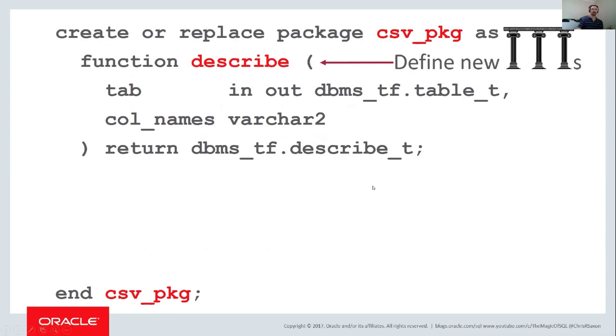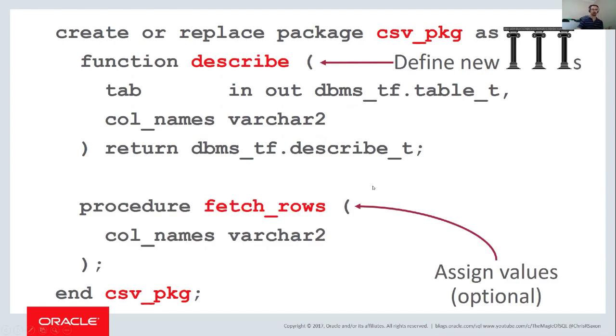Next thing you need is the actual fetch rows procedure. And what this does is assigns the values to each row. Now, if you are creating new columns in your result set, you almost always want a fetch rows procedure, because otherwise every row for those new columns are going to be null, or they're going to have a constant which you've assigned in that describe function. So as you're going through the rows, the fetch rows will assign values to your new columns. So that's kind of the basis of it.